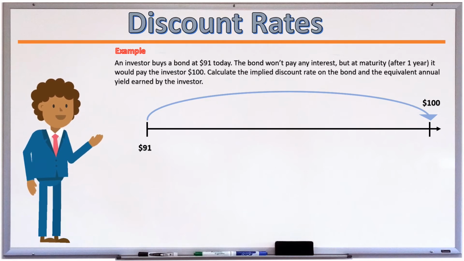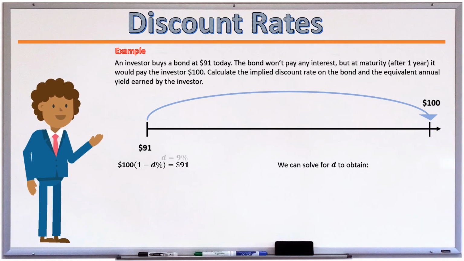So the first part of the question asks us to calculate the implied discount rate. So we have a targeted amount of 100 paid at the end of 1 year. The bond is sold at a discounted price of 91 Rand today. So if we apply a discount to the 100 Rand, we say 100 multiplied by 1 minus d, and that should give us the discounted price of 91 today. Solving that expression algebraically, we get a discount rate of 9%.